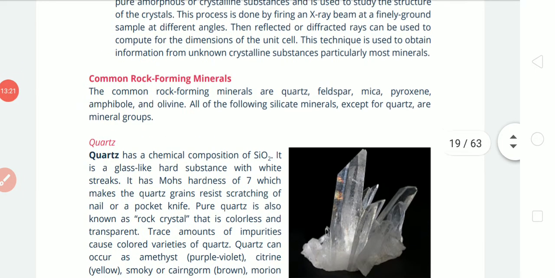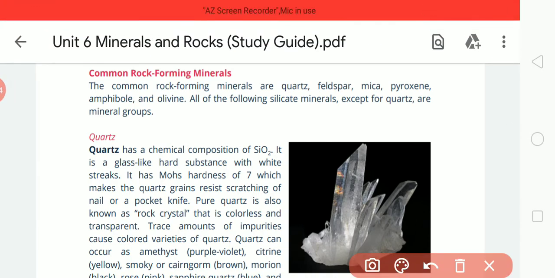Alright, so let us go over to the rock-forming minerals. The common rock-forming minerals are quartz, feldspar, mica, pyroxene, amphibole, and olivine. All of the following are silicate minerals, meaning the majority of their components are silicon and oxygen, except for quartz. These are mineral groups. Now the quartz has a composition of SiO2.